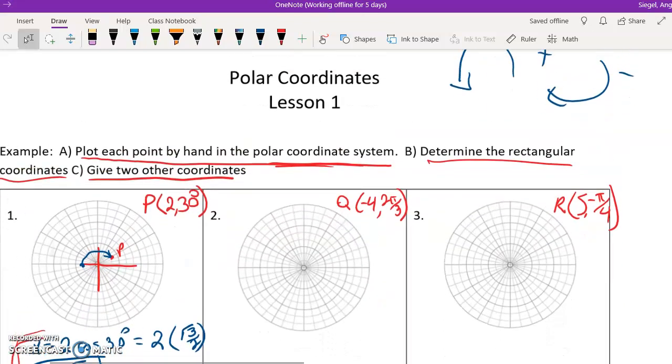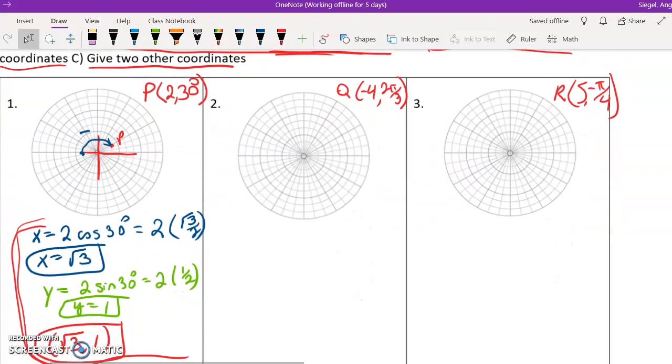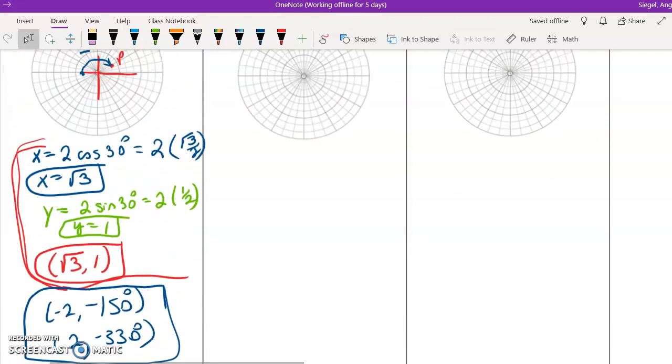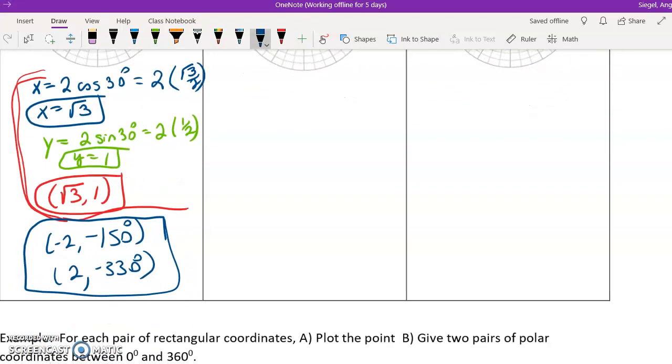So I was going in this direction, so that is a negative angle. Okay, and then also +2, so I went out this way, and then I went all the way around. Again, that was also negative because that's the clockwise position. So I went all the way around to 330.